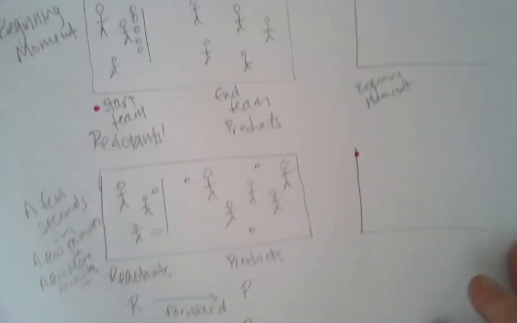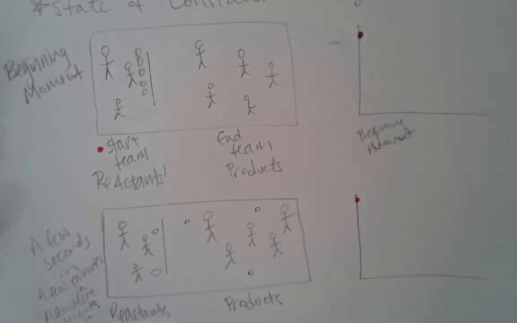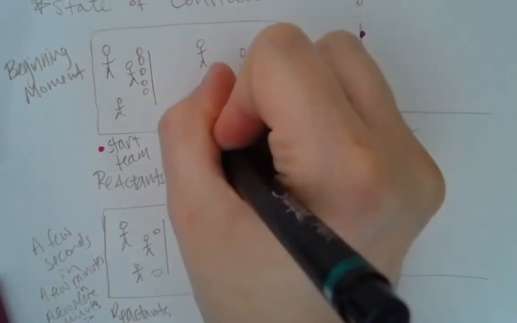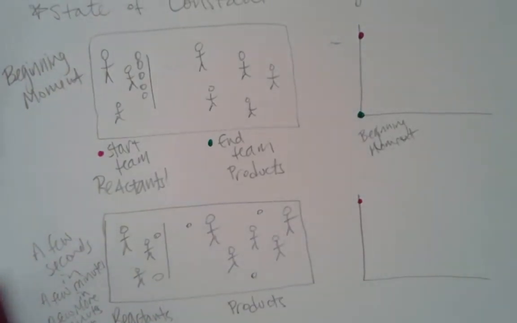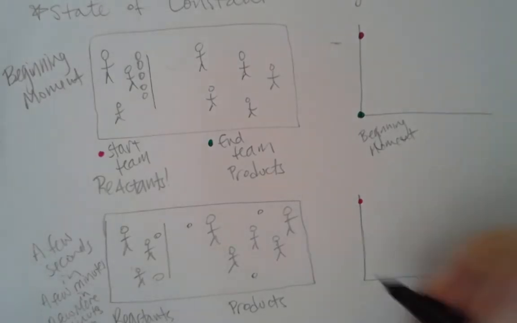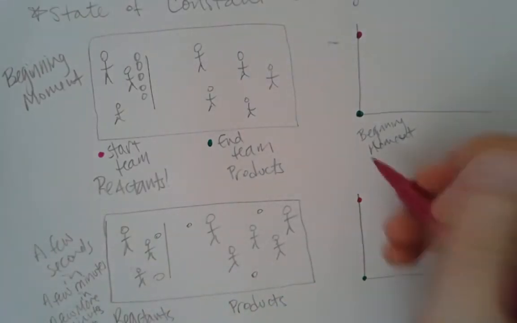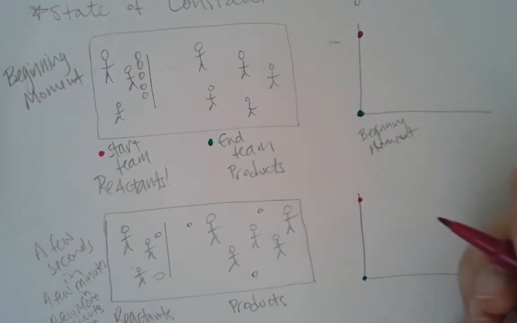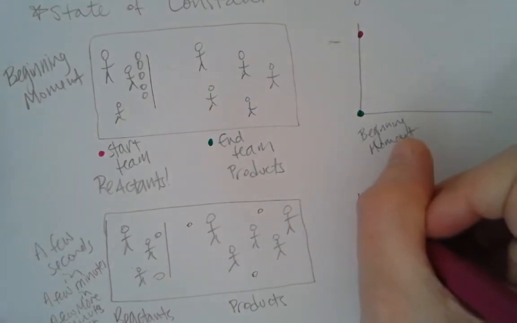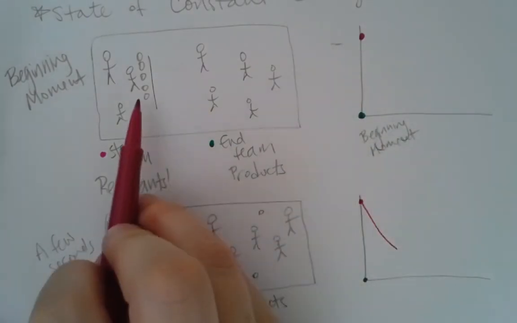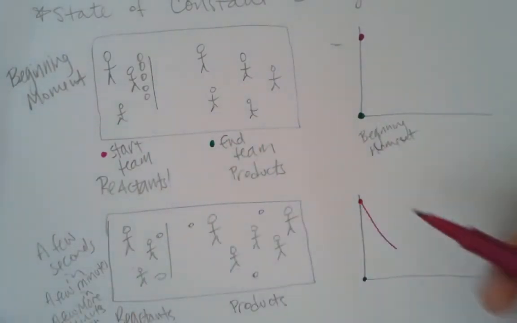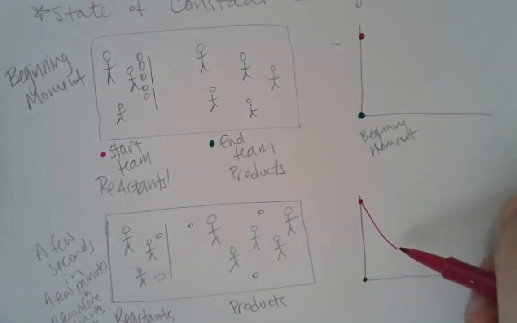Let's do that graph, because we never actually finished the graph. At that beginning moment, you had a bunch of reactants, but no products. And in those first few, just very initial moments, not even seconds. Seconds are longer than people think they are. But in those first moments, you had a noticeable decrease in reactants, because all your reactant people threw their bouncy balls to the products. Right away, the amount of reactants dropped.